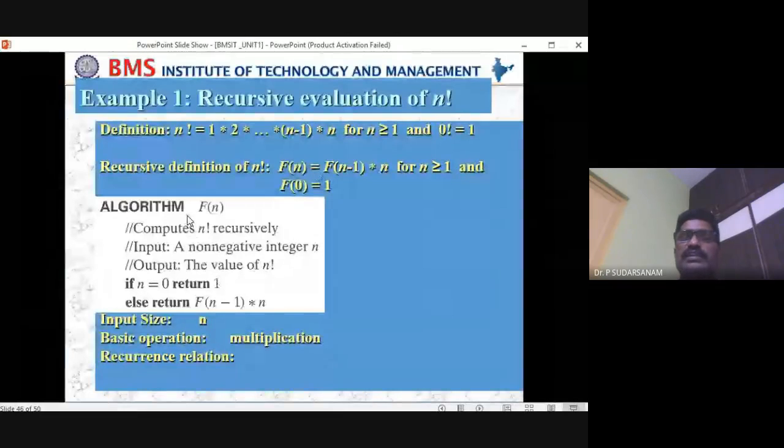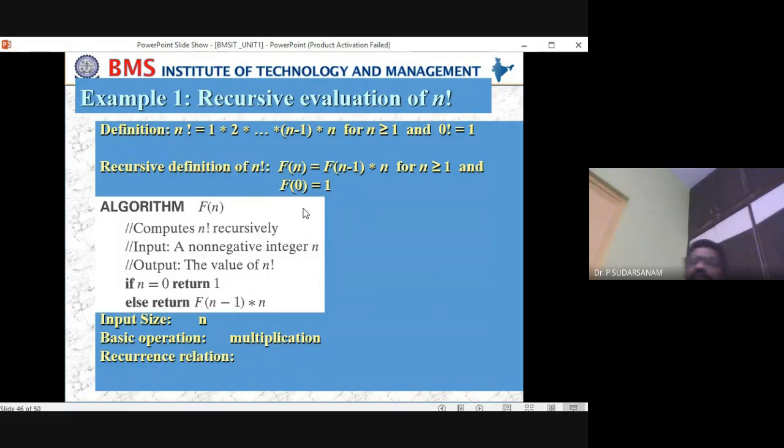The algorithm here is f of n, which is the called function. The same thing we have written as algorithm f of n. Next, if n is equal to 0, as in the recurrence relation, we return 1. That's it. The next equation is f of n: else return the right-hand side, which is f of n minus 1 into n. This will call your function recursively.